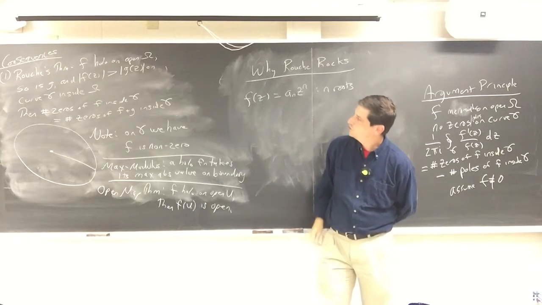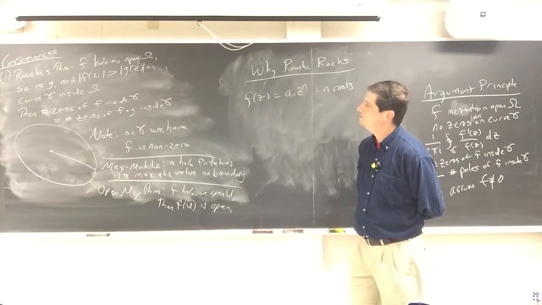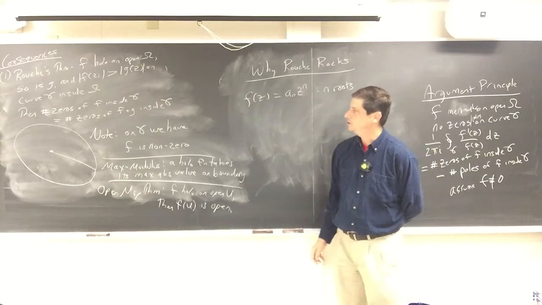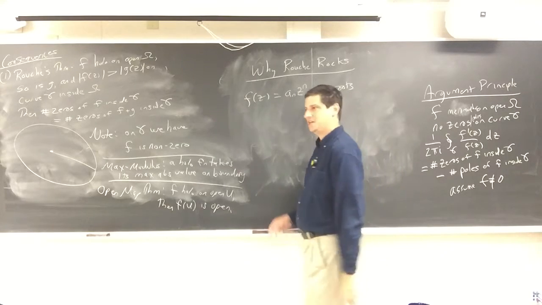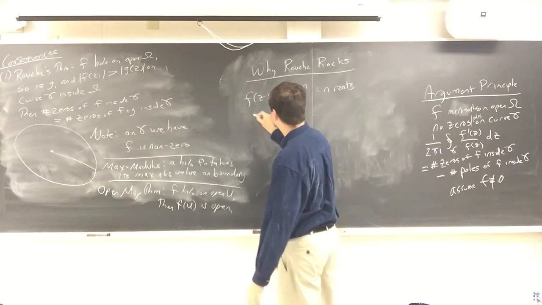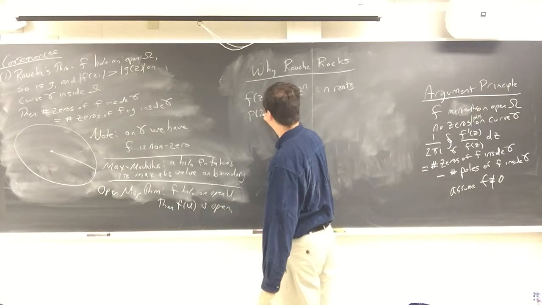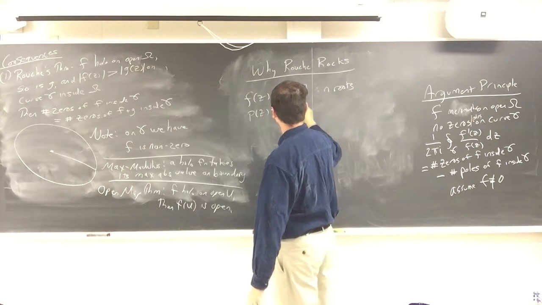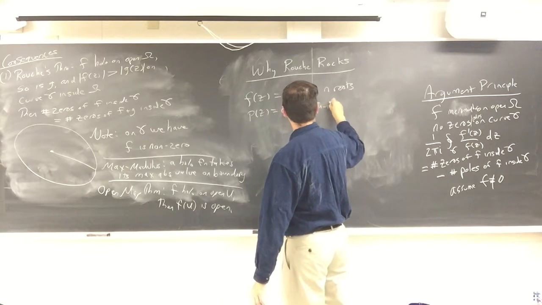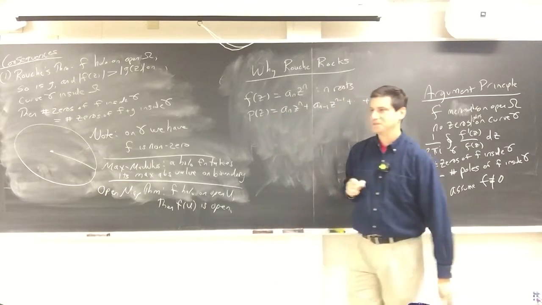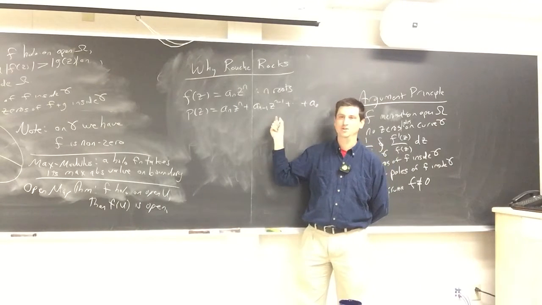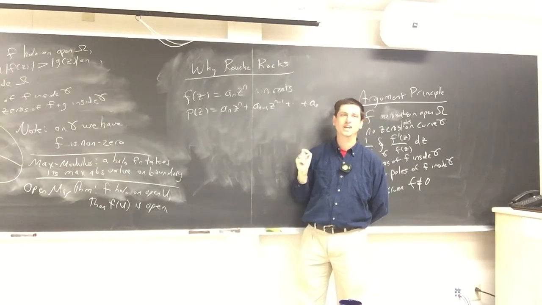Now we have by Rouché that if the absolute value of f of z is strictly greater than that of g of z inside a curve, then f and f plus g have the same number of zeros. So let some polynomial p of z be a_n z to the n plus a_{n-1} z to the n minus 1 plus ... plus a_0. We want to prove that this has n roots. Here's our function f. Here's our function p.